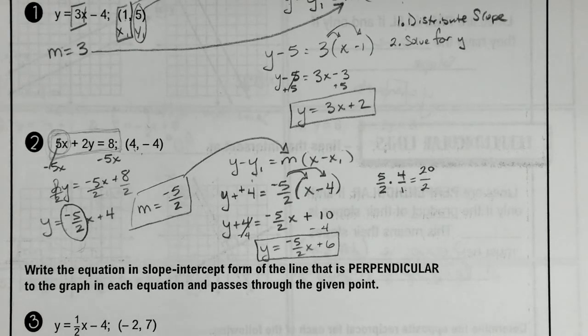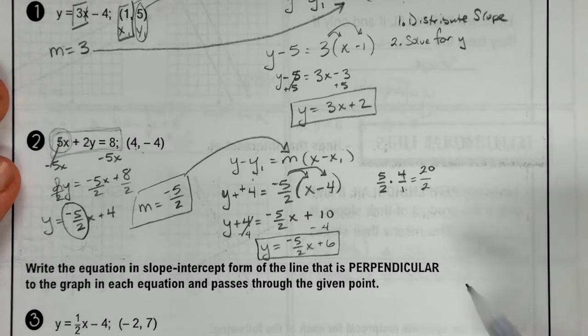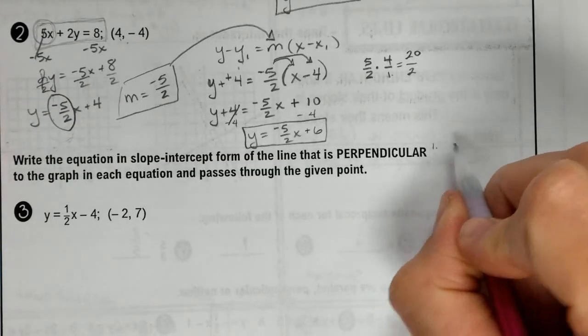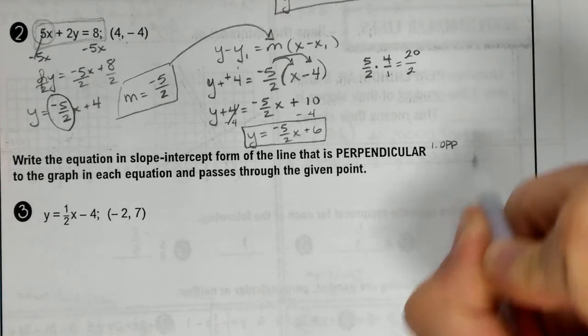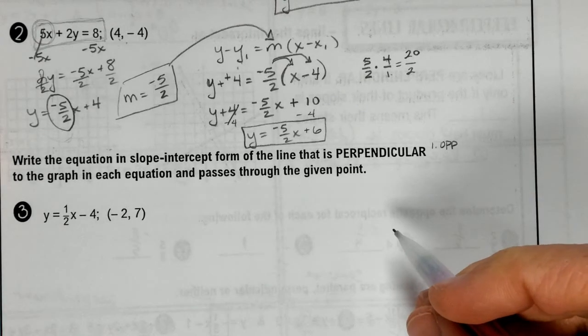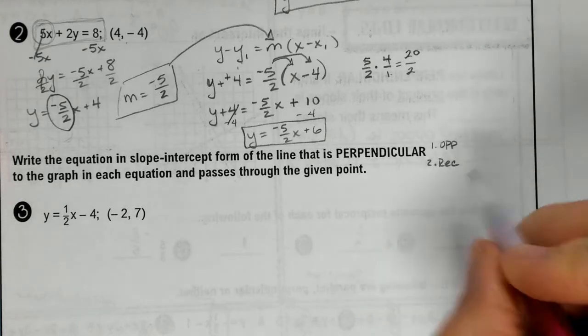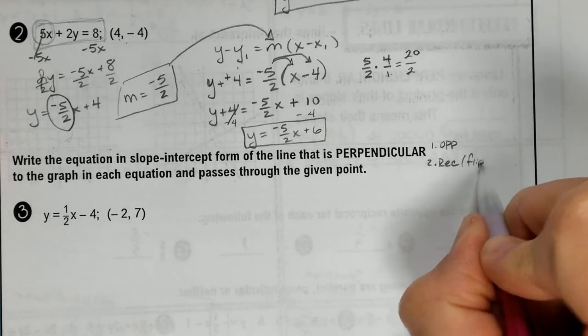So looking at 3 and 4, I need perpendicular. So again, two steps. First step, opposite, which means to change the sign. Second step, reciprocal, which means to flip the fraction.